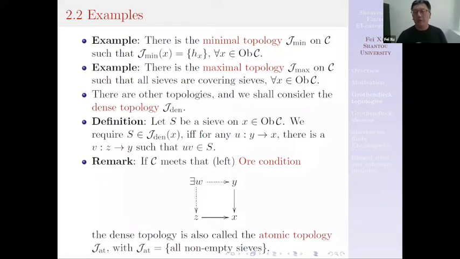So for instance, if you think about the orbit category of all subgroups, then you can always find a W like that. And in this case, you see the dense topology will reduce to something called the atomic topology. In this case, you take all non-empty sieves. Actually, all non-empty sieves form a Grothendieck topology if and only if the left Ore condition is satisfied.